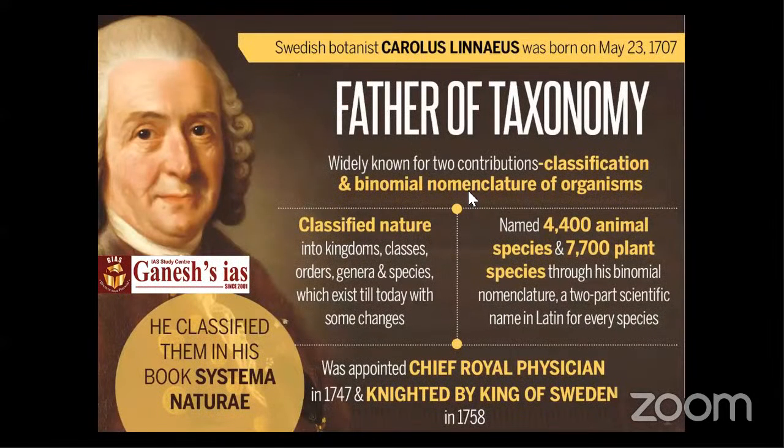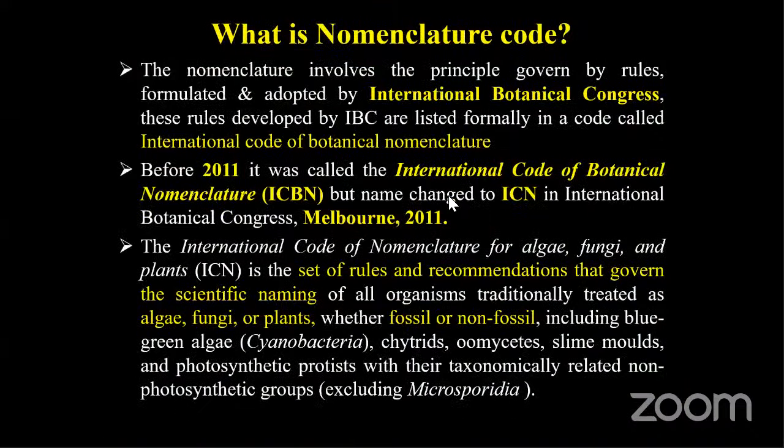Carolus Linnaeus is considered the father of taxonomy, and he was a very important scientist, because nomenclature, whatever we are dealing with today, ICBN or ICN, mainly started with Linnaeus. Actually, our today's topic is the International Code for Botanical Nomenclature. This nomenclature involves principles governed by rules formulated and adopted by the International Botanical Congress.